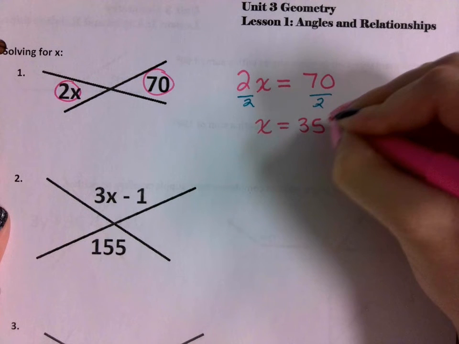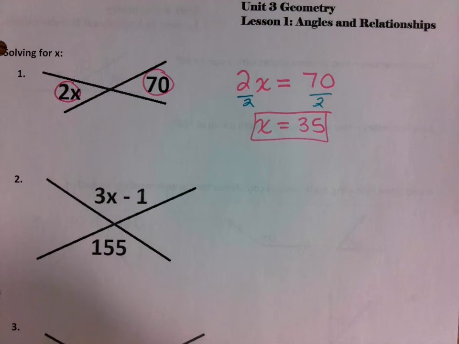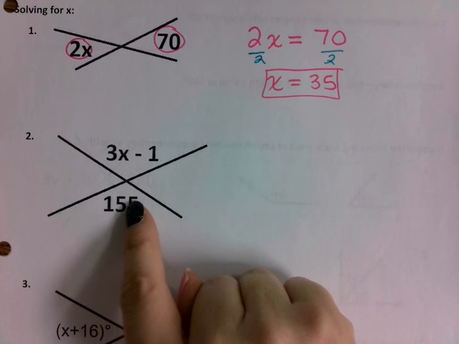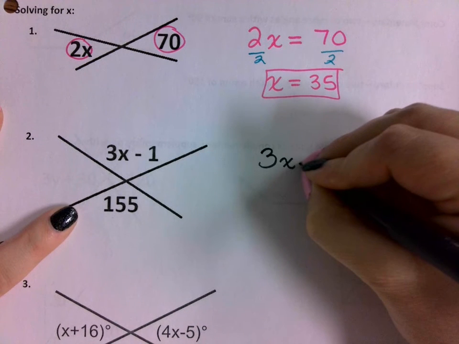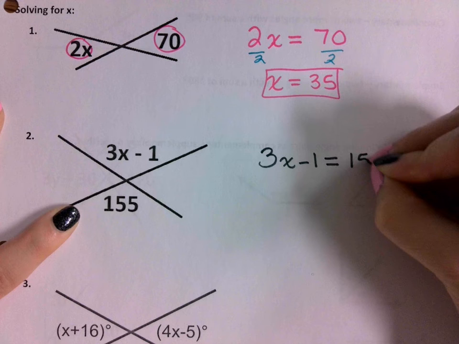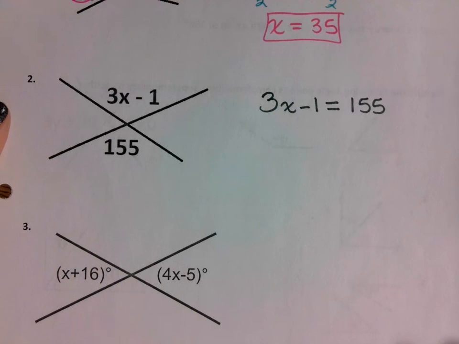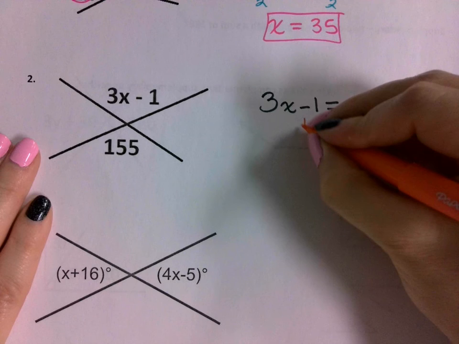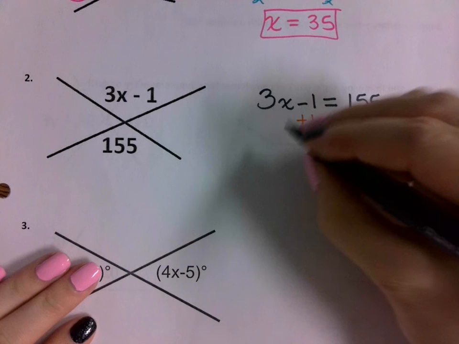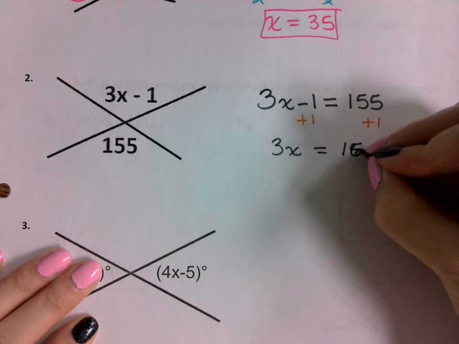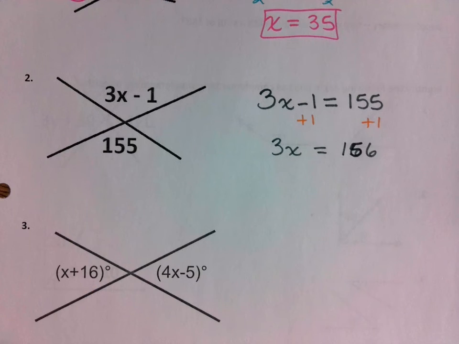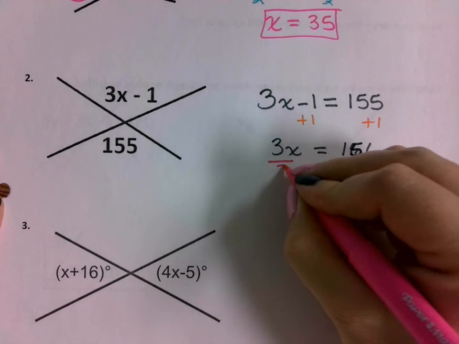For problem number 2, we've got 3x minus 1, and we've got 155. Again, these are vertical angles, so we can set up the equation 3x minus 1 is equal to 155. What's the first step? Plus 1. That's going to give us 3x is now equal to 156. Next step, divide by 3. Dividing by 3, we get x is equal to 52.